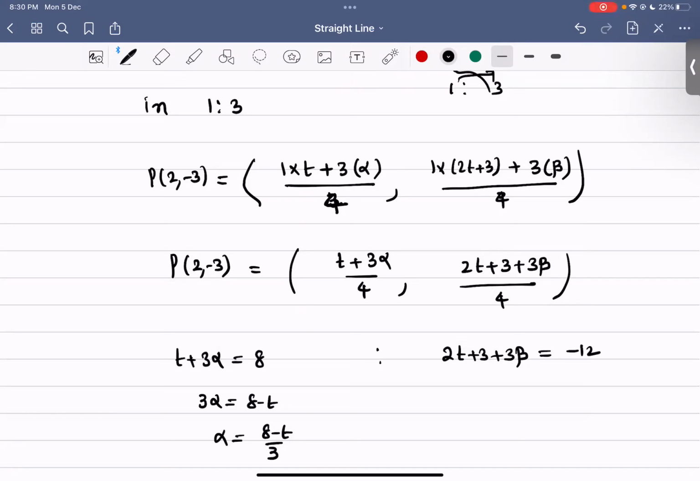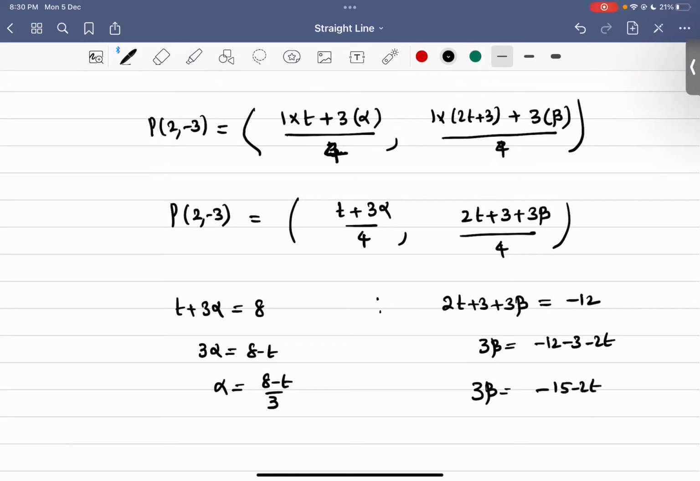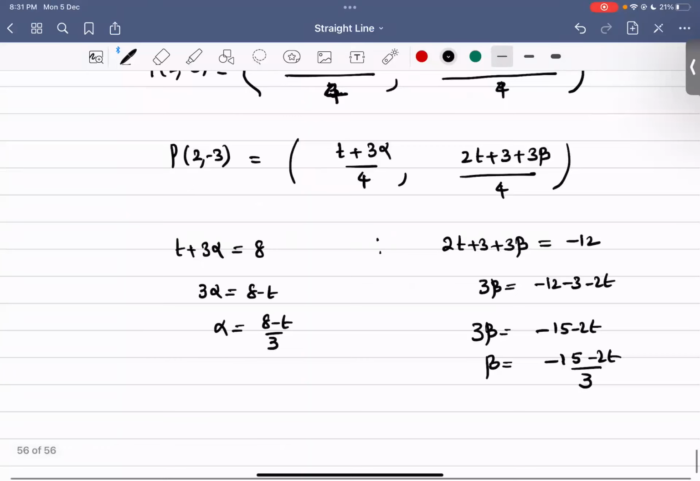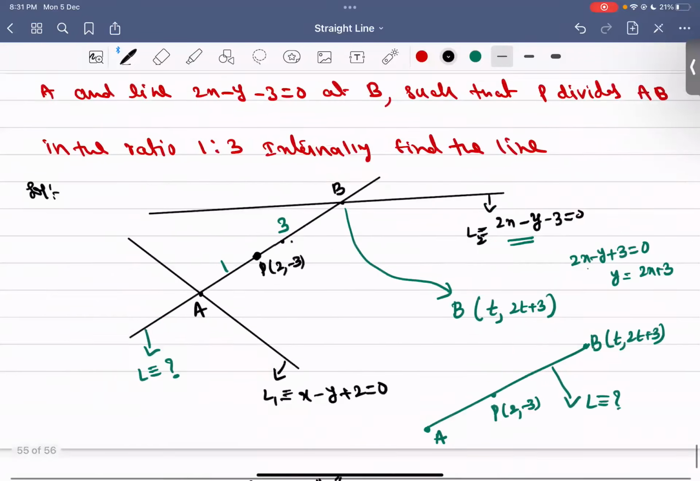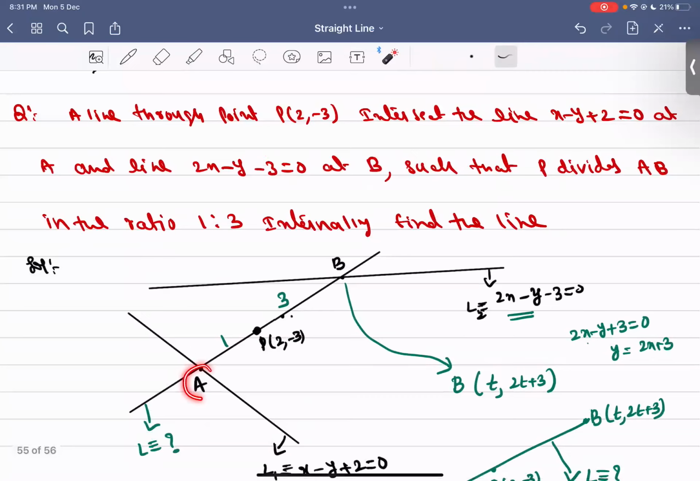So 3 beta is equal to minus 12 minus 3 minus 2t. So 3 beta is equal to minus 15 minus 2t. So beta is equal to (minus 15 minus 2t) by 3. Clear? Therefore, what we got? A(alpha, beta) is equal to ((8 minus t) by 3, (minus 15 minus 2t) by 3). So with the internal division formula, we got the coordinates of A.